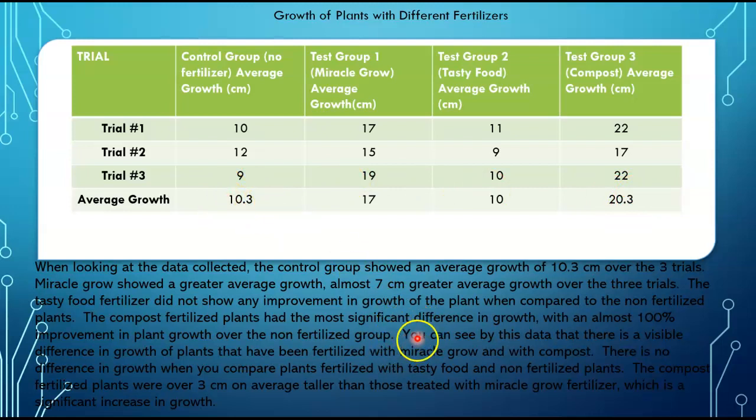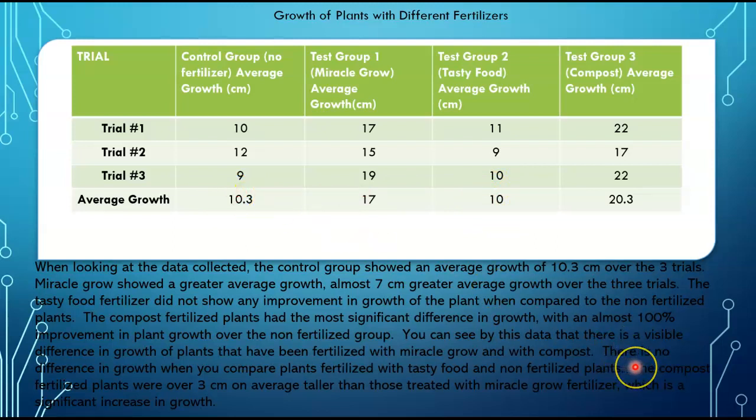And then I go and make a statement that infers. It says, you can see by this data that there is a visible difference in growth of plants that have been fertilized with Miracle-Gro and compost. So Miracle-Gro, pretty big difference, and compost, pretty big difference. There is no difference in growth when you compare plants fertilized with tasty food and non-fertilized plants. And you notice tasty food is 10, non-fertilized is 10.3.